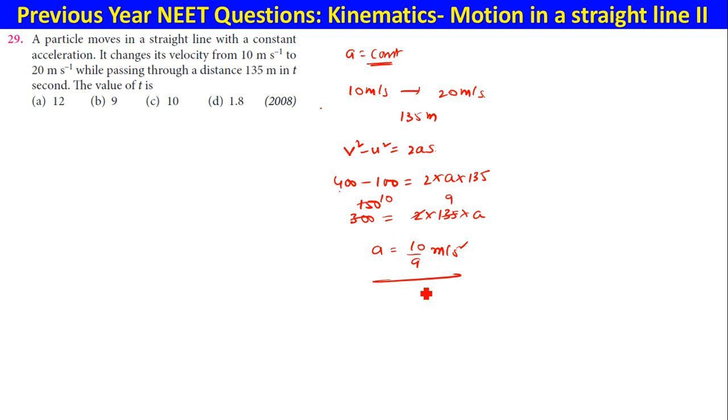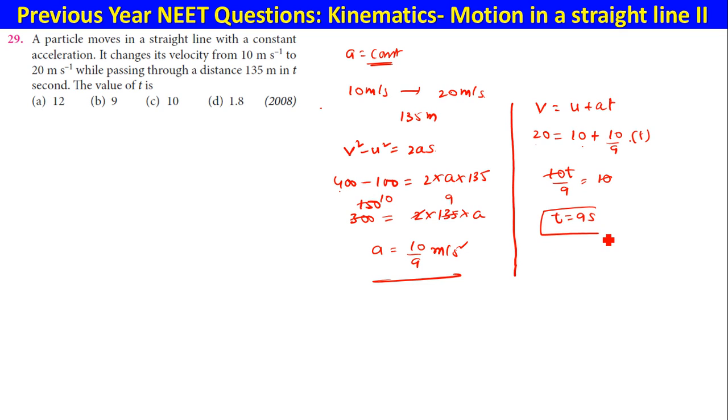But what is asked for? Time. So you can take v is equal to u plus at to get time. Final velocity 20, initial velocity 10, acceleration 10 by 9, time you need to find. So 10t by 9 is equal to 20 minus 10, which is nothing but 10. 10 ones are 10 ones are. t is equal to 9 seconds. Which option is correct? B.